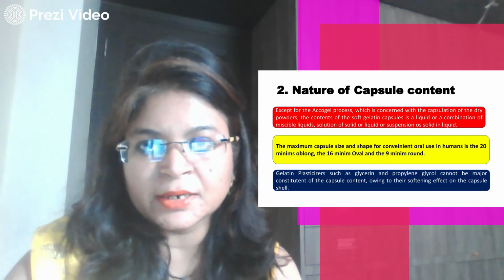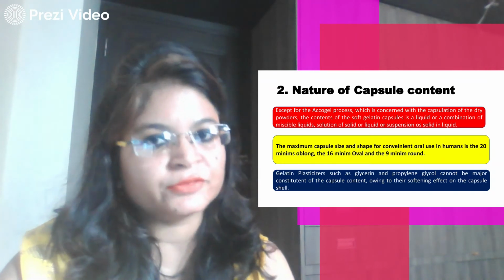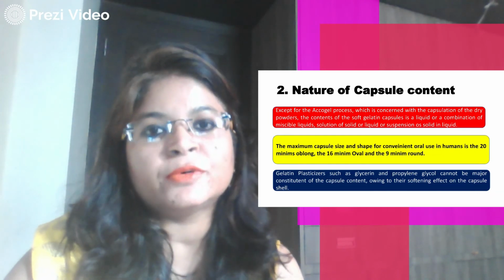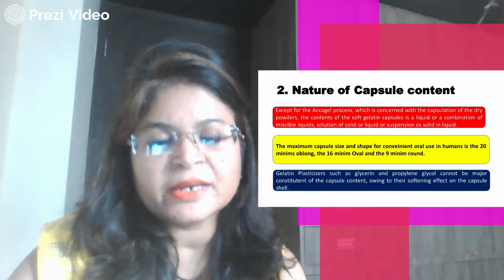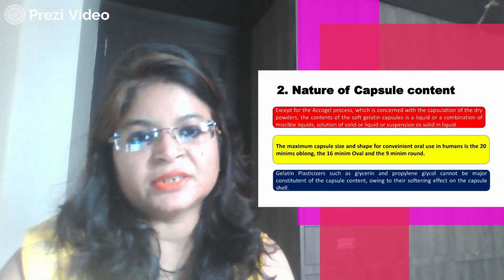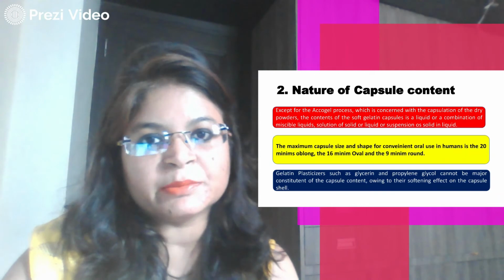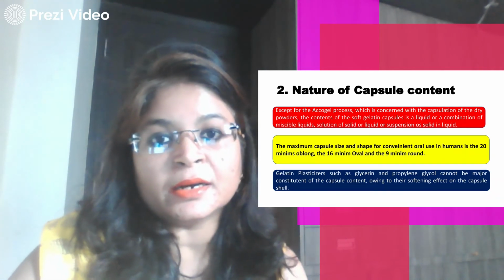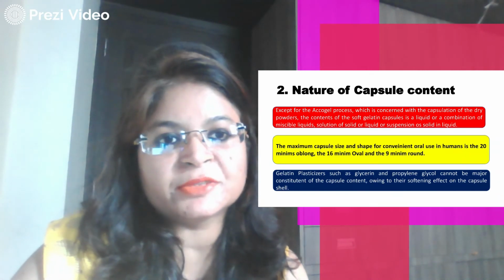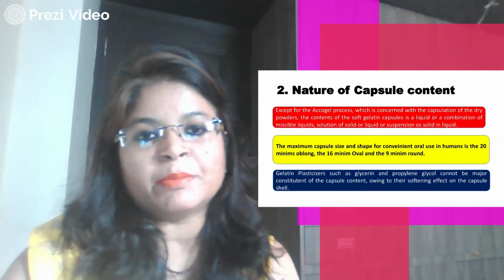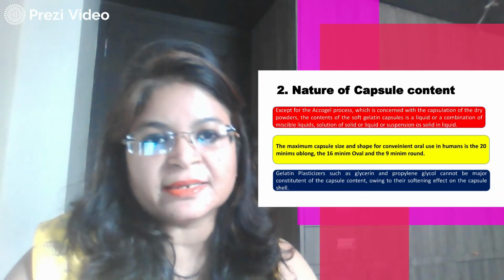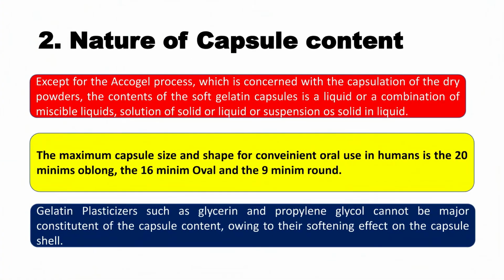We have noticed four types of shapes concerned with the soft gelatin capsule. First was the oblong. In the case of the oblong shape, we need to keep the size to 20 minims for comfortable use. And if the shape selected is oval, then 16 minims is the preferred size range. If the shape selected is round or spherical, then the size is 9 minims. Apart from that, gelatin plasticizers such as glycerine and propylene glycol cannot be the major constituents of the capsule content owing to their softening effect on the capsule shell.